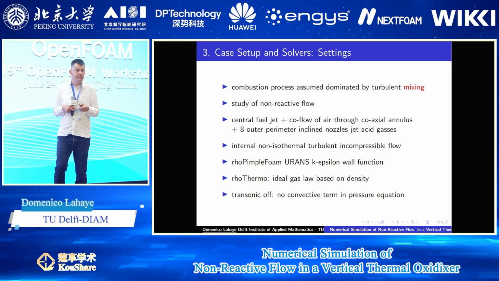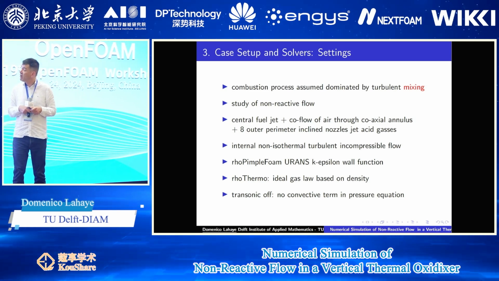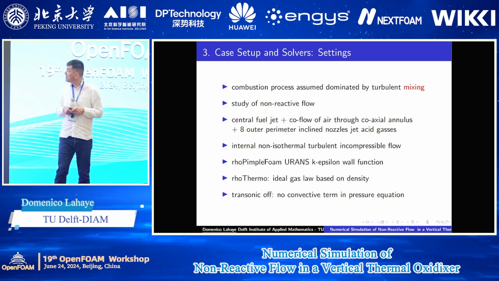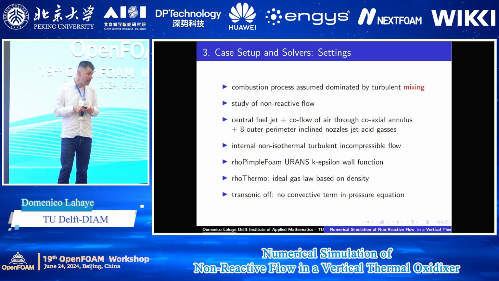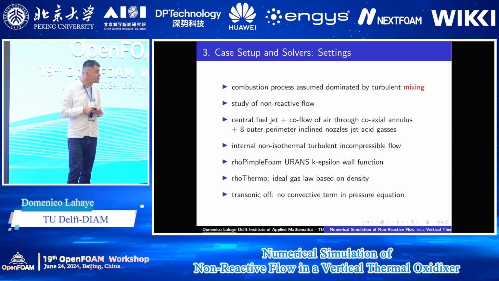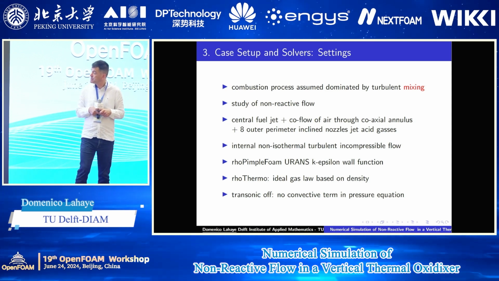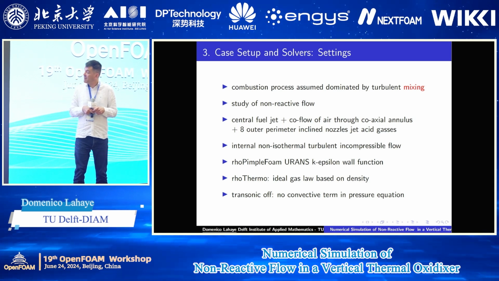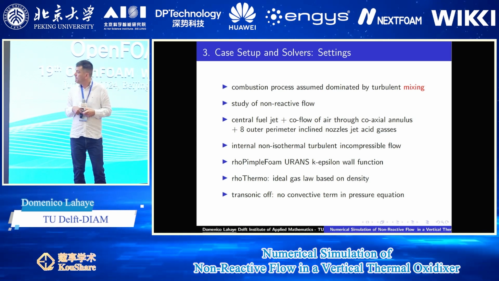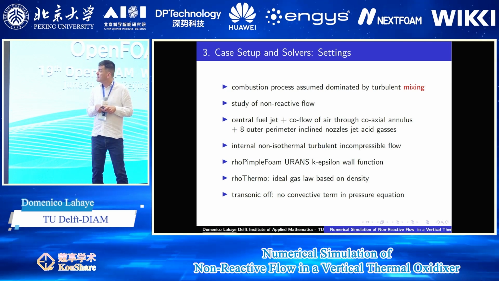And we have the inflow of a central jet of fuel, a co-flow in annulus of a coaxial air inlet, plus the 8 nozzles to capture the inlet of the acid gases. It's an internal flow, so clearly the boundary matters. There is a heat release effect, turbulent incompressible flow.